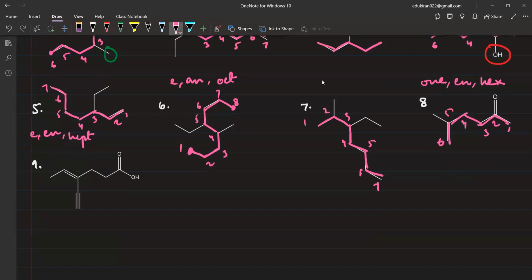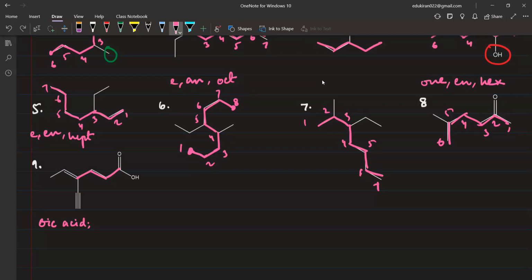Now in the ninth one, it is important. In the ninth one you have to see what is the functional group. Functional group is oic acid. And then you have double bond as well as triple bond. You have a double bond and a triple bond. But once you have a functional group, then you will see here, the parent carbon chain is going to be something like this.